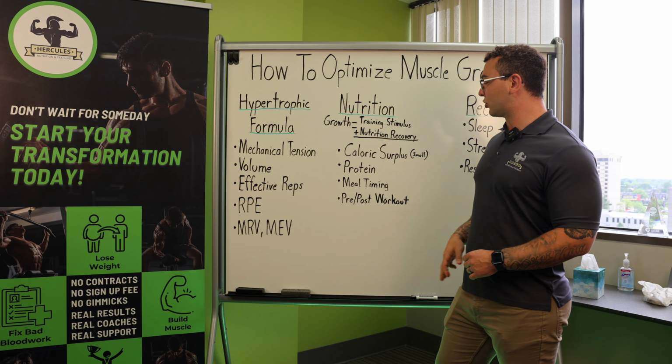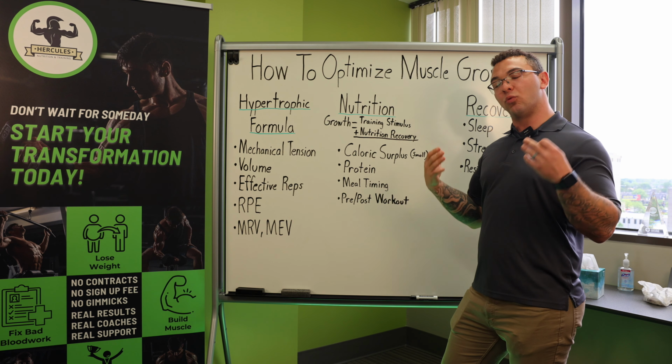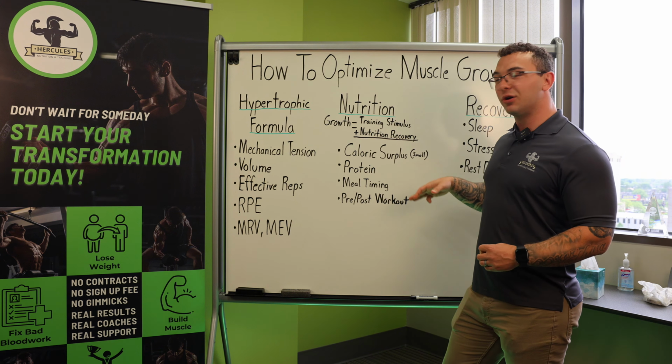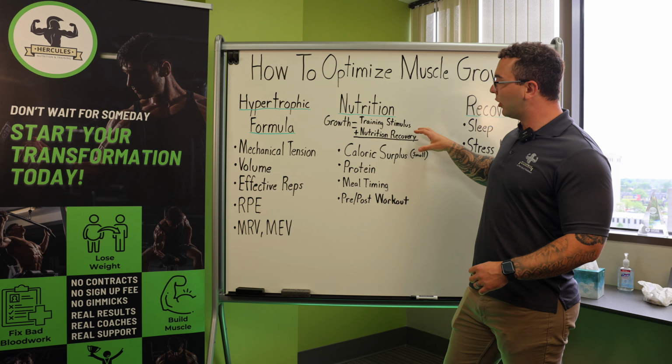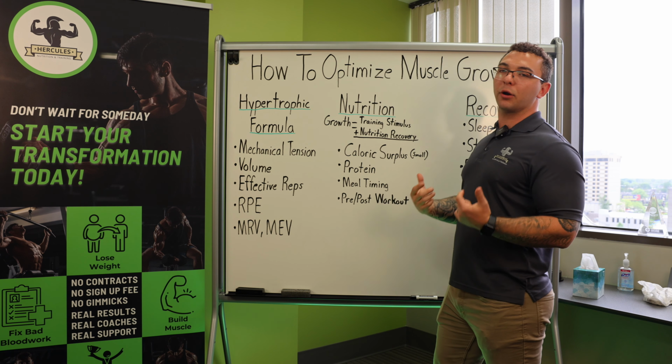And if you can make sure that you time your meals as intelligently as you can, if you get at least 1 gram of protein per pound of lean body mass, if you can make sure you're in a slight calorie surplus, you are going to perfectly set yourself up for muscle growth. And all of this really is the bread and butter of muscle growth.